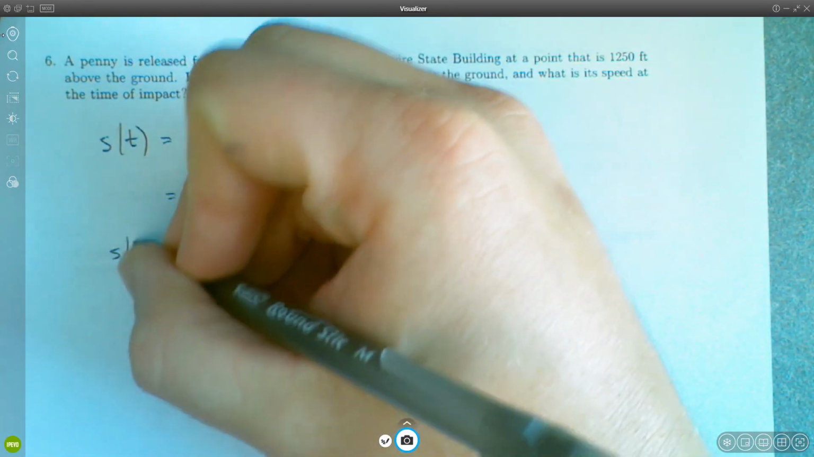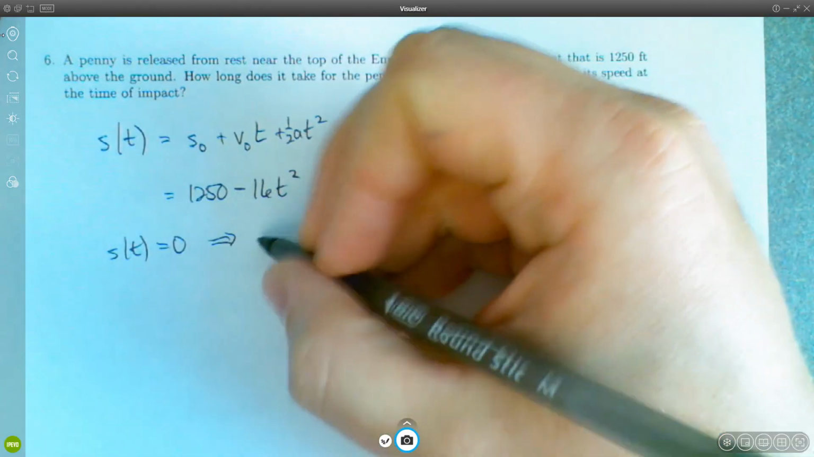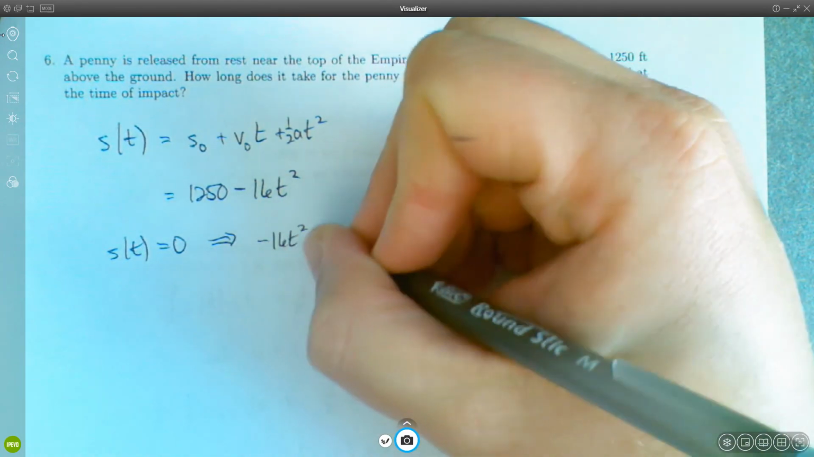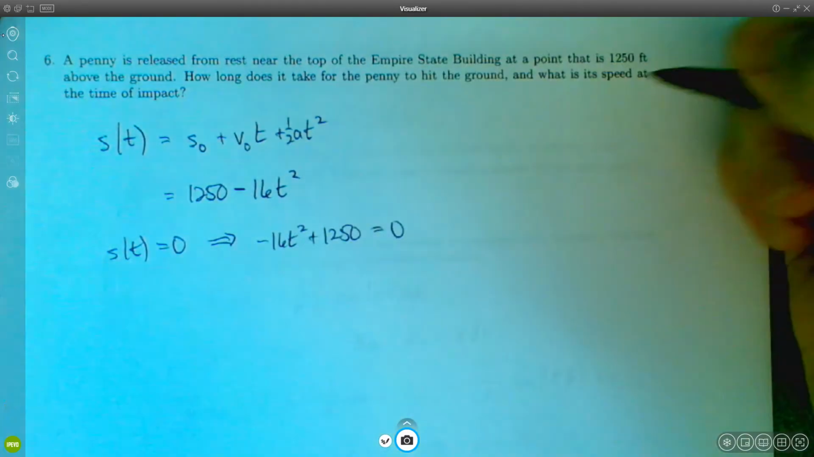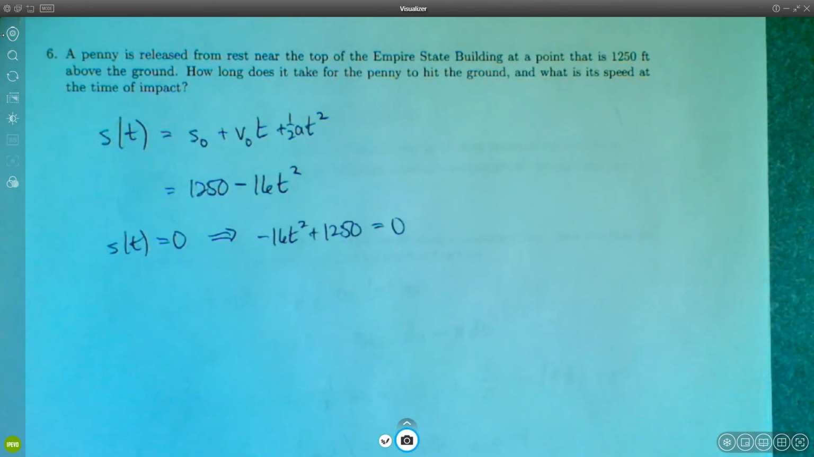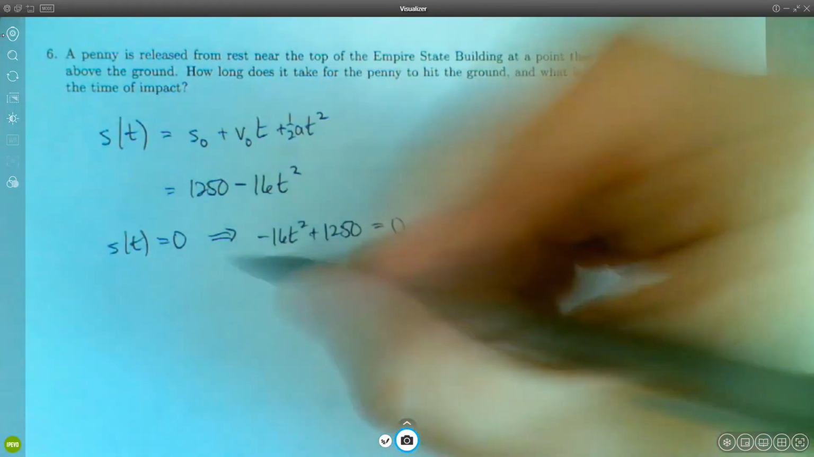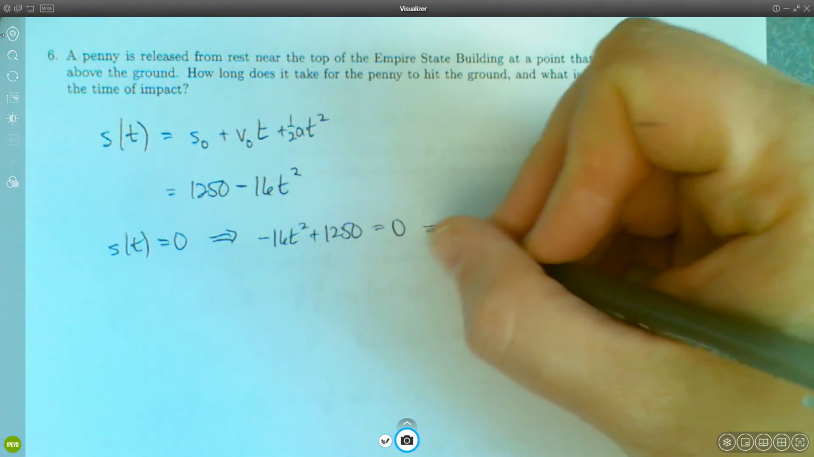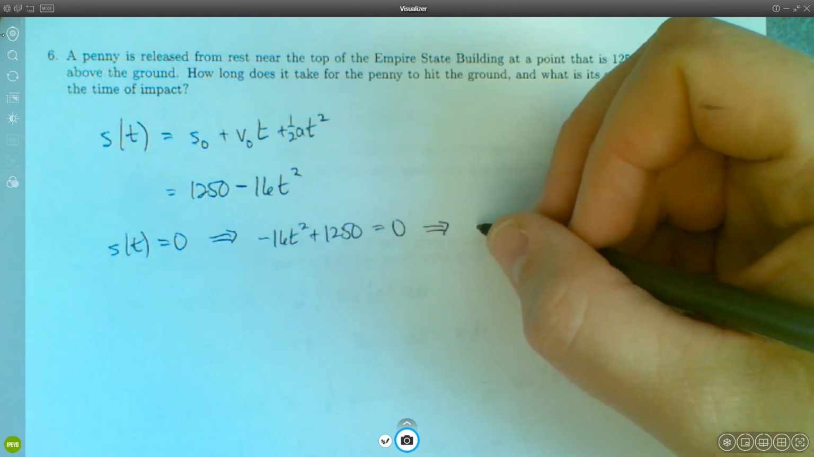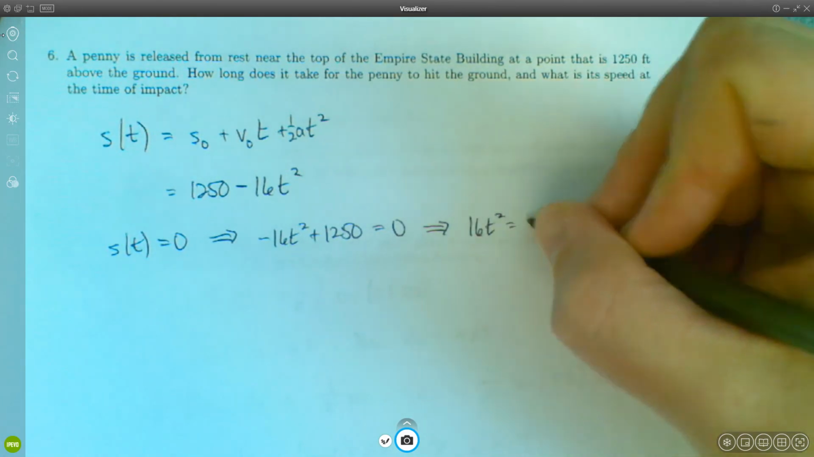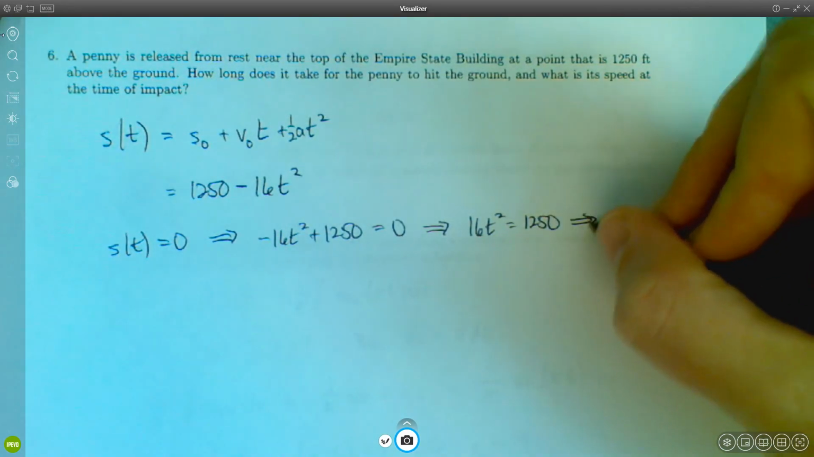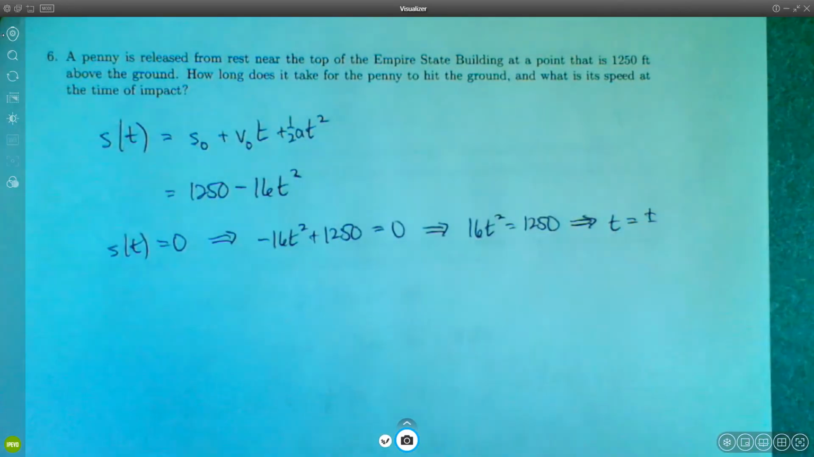So we'll say S of t equals 0, right? That implies that negative 16t squared plus 1250 equals 0. Can we factor out a 16? 1250 divided by 16? No. We can only factor out a 2. How lame. Well, that's okay. Actually, we don't even need to do that, do we? Because we can just take square roots. So 16t squared equals 1250. That means t is going to be plus or minus square root of 1250 over 16.